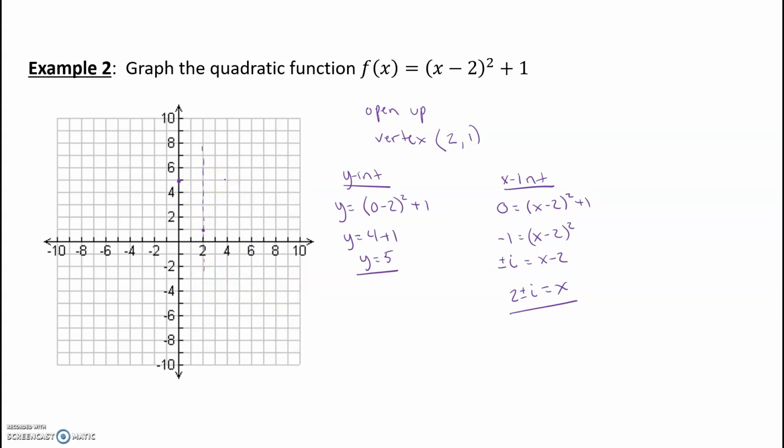And you can kind of copy and paste to make that symmetric. And if you plug in 4 for x, you should get out 5. 4 minus 2 is 2. 2 squared is 4, plus 1 is 5. So that is a coordinate, but again, we just use that axis of symmetry to copy and paste it over. And draw your parabola.